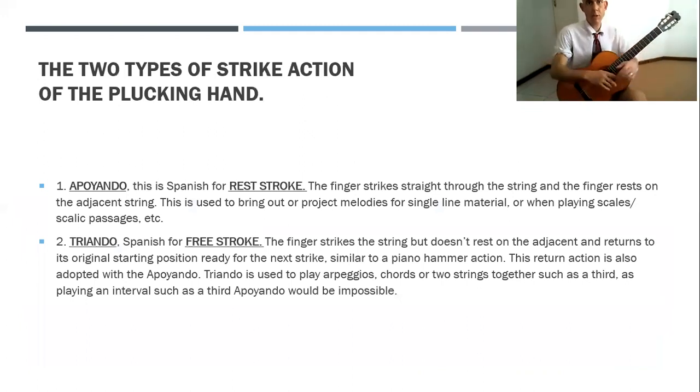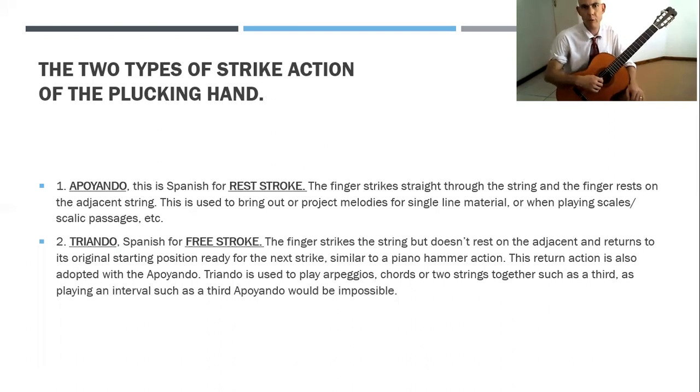There's 2 types of strike action of the plucking hand. One, apoyando, this is Spanish for rest stroke. The finger strikes straight through the string and rests on the adjacent string. So the finger strikes straight through and rests on the adjacent. This is used to bring out or project melodies or single line material when playing scales, scalic passages, etc.